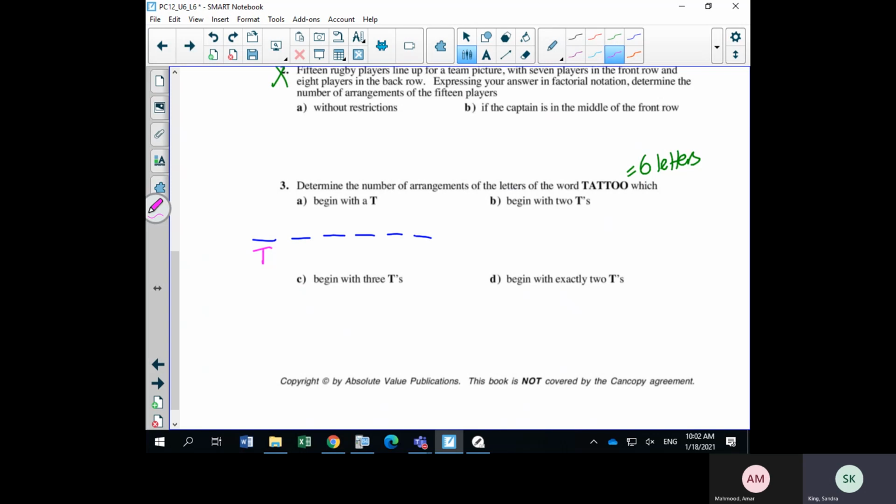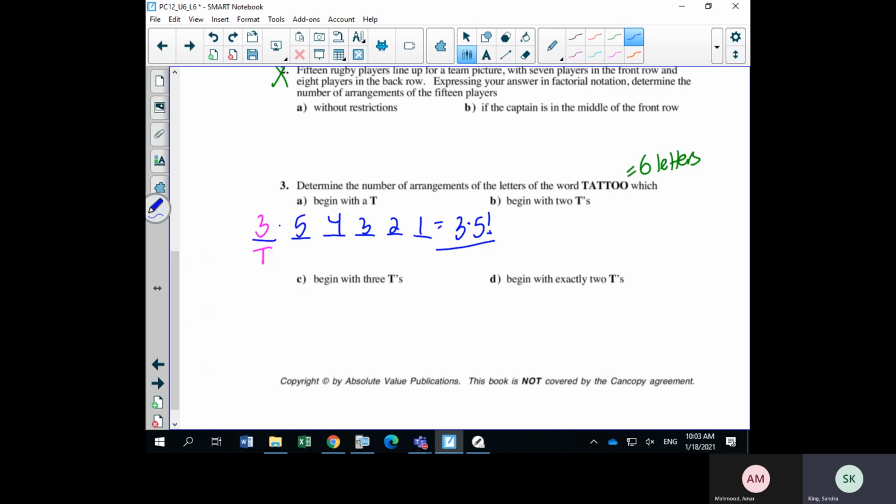Kenzie, how many T's can go in that first slot? 3. So there's 3 T's that could go there. Then what I would have done is I would have said, okay, it begins with a T, so I took care of that restriction. I had 6 letters, I just placed 1. So I've got 5, 4, 3, 2, and 1. So your answer would be 3 times 5 factorial, and you must always divide out your repeats.